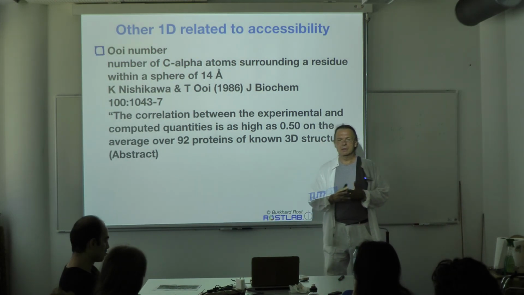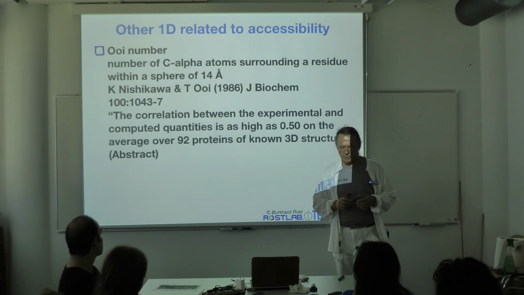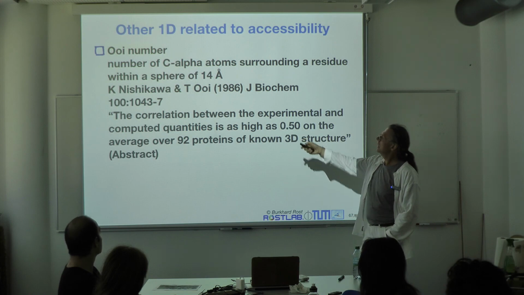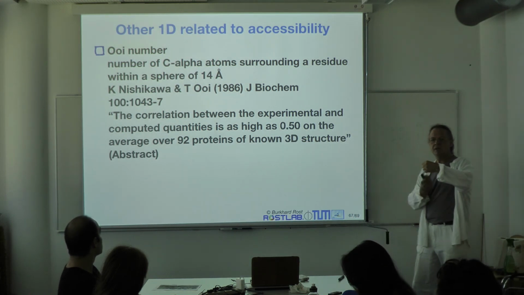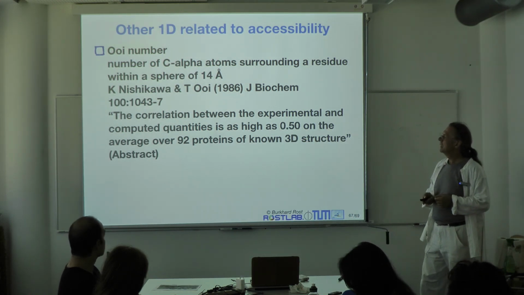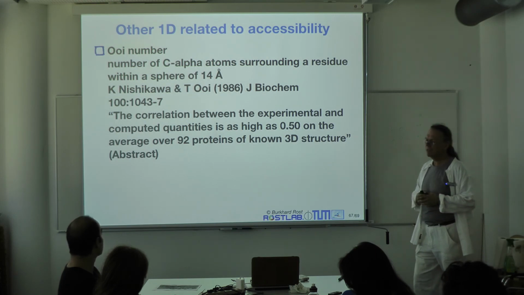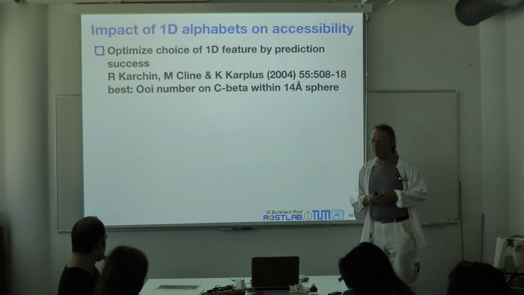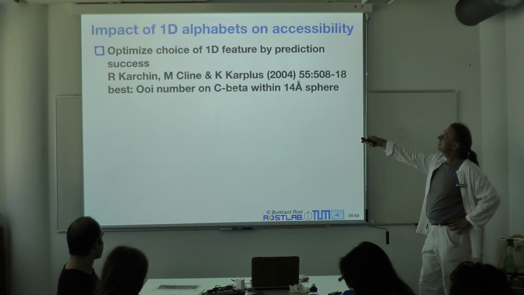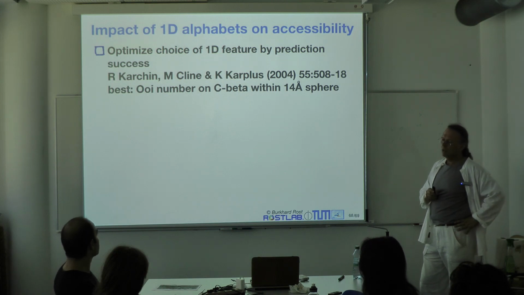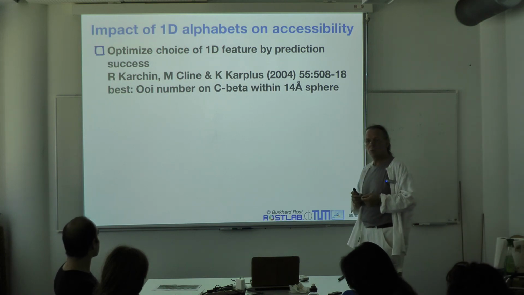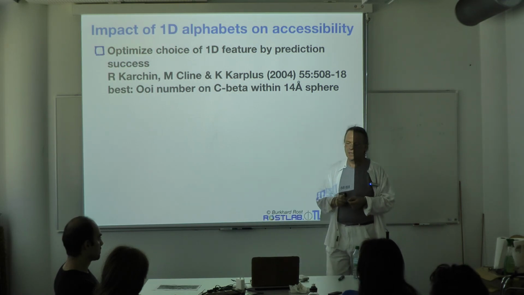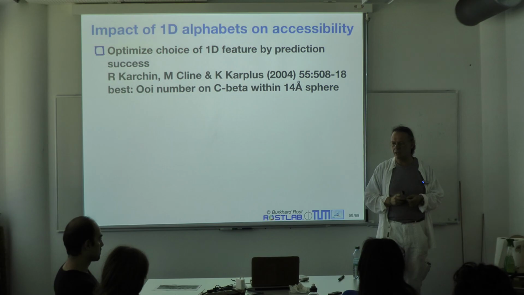So there are other 1D features related to solvent accessibility. One is the OI number. That is essentially the number of C alpha in a sphere. And again, this is something that people have tried to predict. Another idea, which I briefly mentioned, from Rachel Karshan, that comes from Kevin Karplus originally, was the idea to choose what you measure as a solvent accessibility according to what you can predict best. And that is in fact the publication in which they did that.